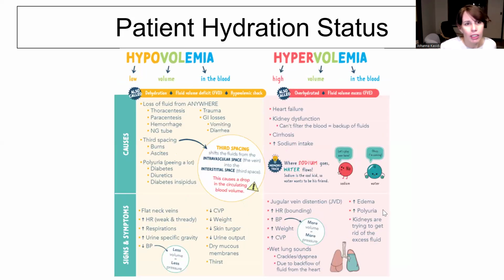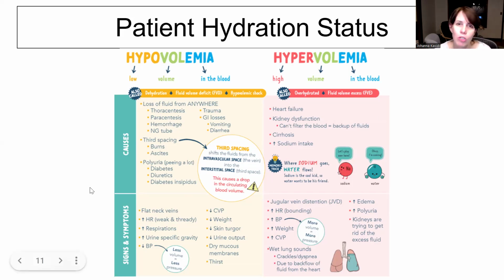Okay, so we're looking at causes. Why would you have low volume in your blood? It could be if you went to dialysis and they took off a little bit more than usual, or a thoracentesis or a paracentesis and fluid shifted back out into those spaces. If you're bleeding out, if you have an NG tube that's removing fluids from your gastric site, or vomiting and diarrhea a lot, that's getting rid of a lot of fluid. So all of these things are going to cause hypovolemia.